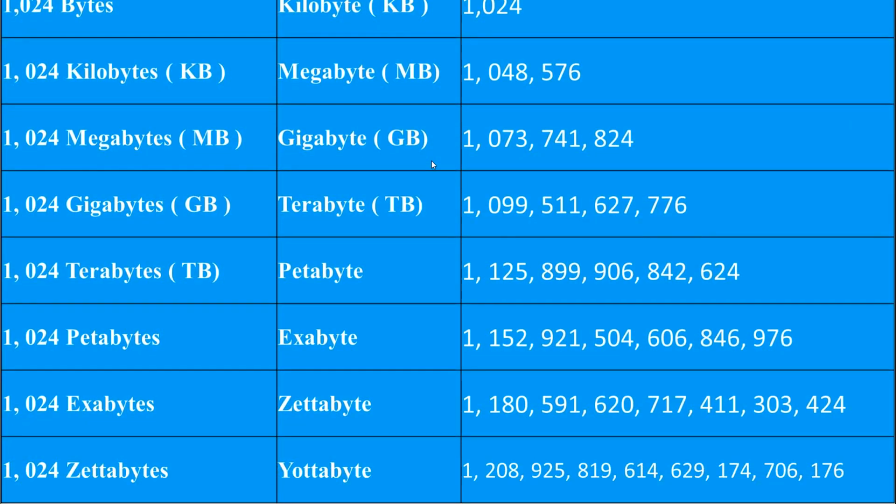1024 exabytes is equal to 1 zettabyte. 1024 zettabytes is equal to 1 yottabyte.